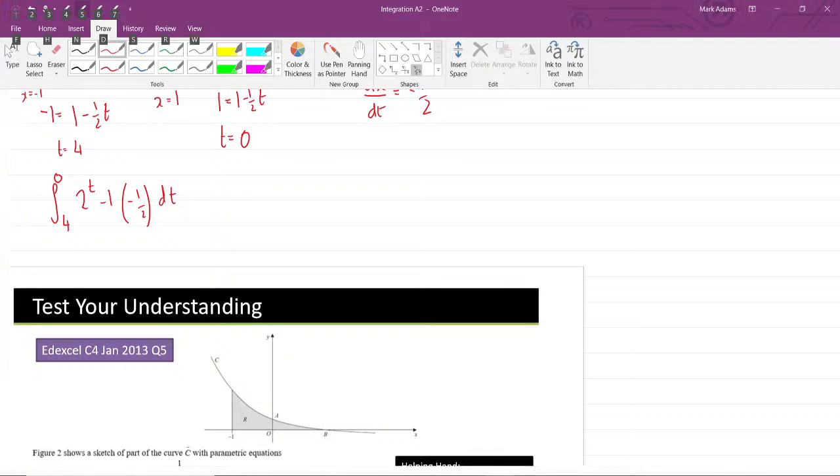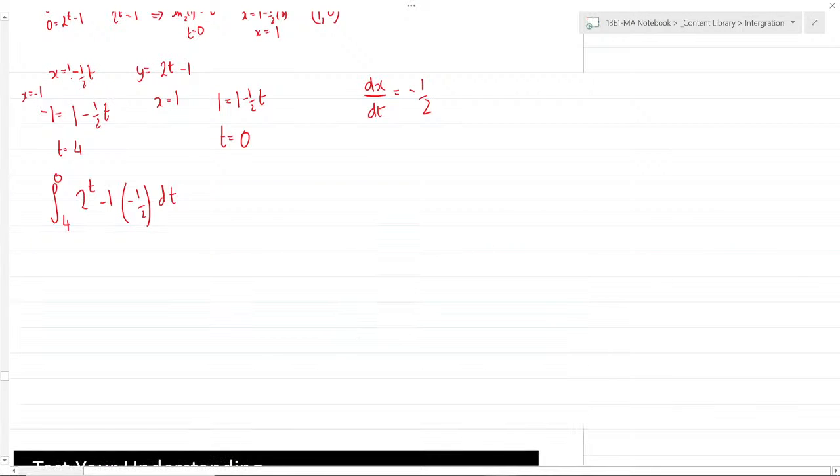Now, if this was me, which it is, I would probably take out that -1/2 as a constant from my integral. You can actually take constants out of integrations. So I would write it, and you don't have to do this, but you can, as -1/2 times the integral between 4 and 0 of 2 to the t minus 1. It's only a factor of everything that's in there. You all right with that?